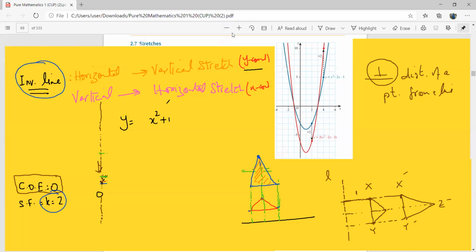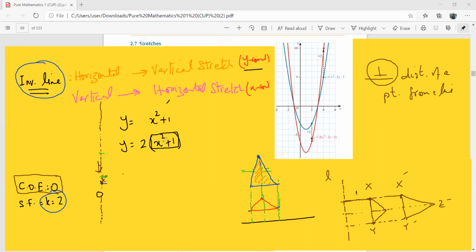Guys, I believe you can look at this diagram over here. First, let me complete my example. If this is the equation y is equal to x squared plus 1, and you want to stretch this vertically with a scale factor 2, that means all the y coordinates would be doubled. So you will be writing it as y is equal to 2 into (x squared plus 1). I hope this makes sense because all of this is representing your y basically.